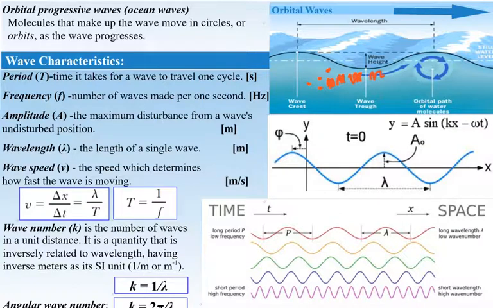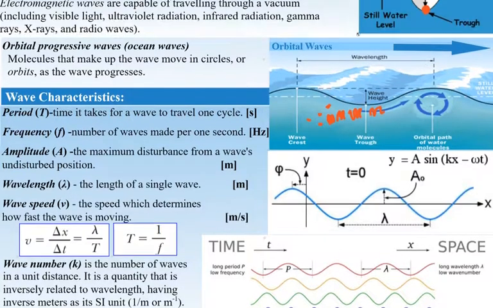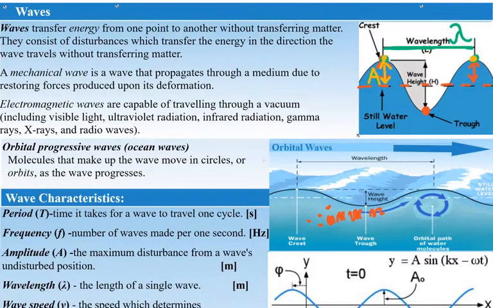So what is transferred is energy. The particles in the wave do not move themselves. The matter does not move itself. What travels is the wave. And another interesting thing that I want to look at is the two different types of waves, transverse and longitudinal, that we're going to be talking about. So in mechanical waves, we're going to be looking at transverse and longitudinal waves.